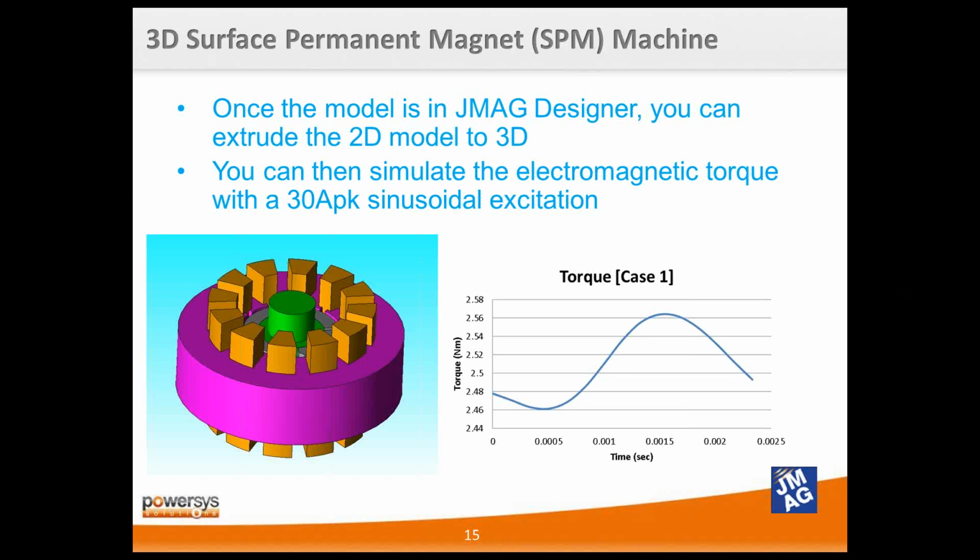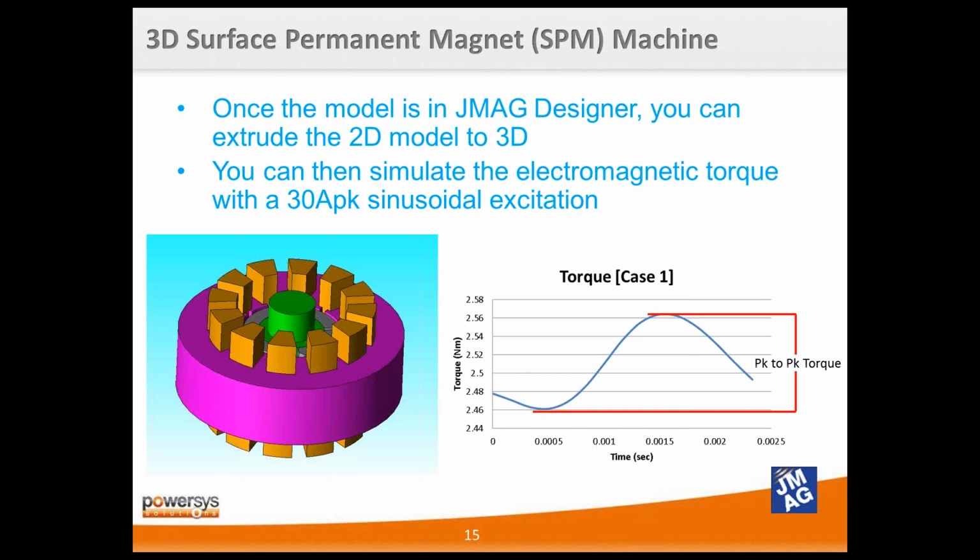We can then run a full finite element analysis and simulate things like electromagnetic torque based on a 30 amp peak sinusoidal excitation. The captured output torque waveform from this motor is the following. If we look at this torque waveform, though, we can see we have a little bit of peak-to-peak torque. It's not necessarily bad, but it might be something we want to reduce.